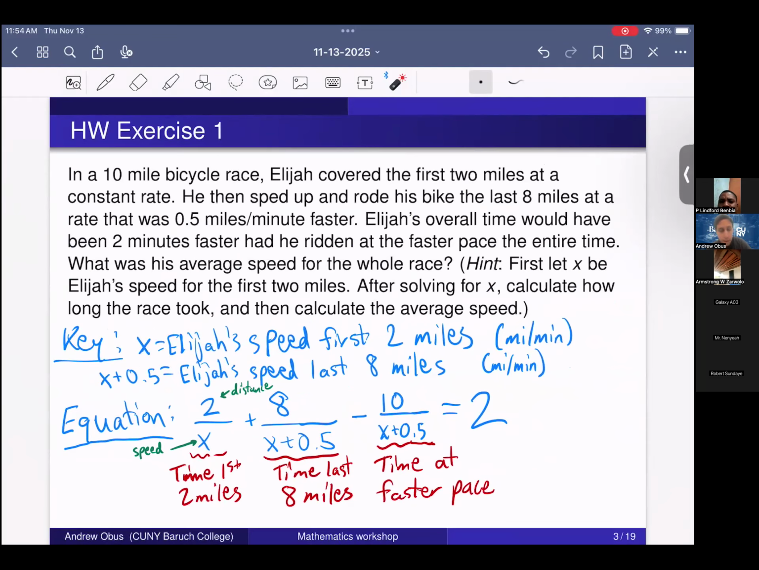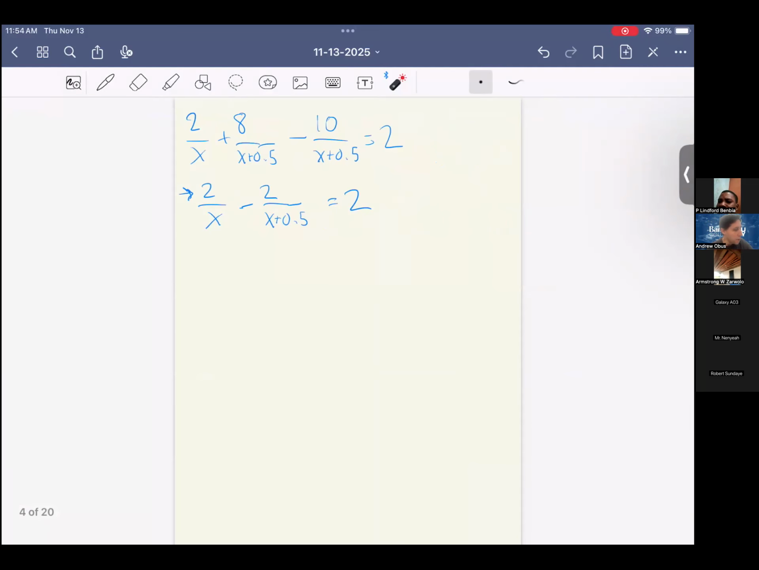Okay, so let's look back. I'm just copying this equation, and I simplified it a little bit. So to solve this, what do we do? This is the solution step. Well, we have these x's.